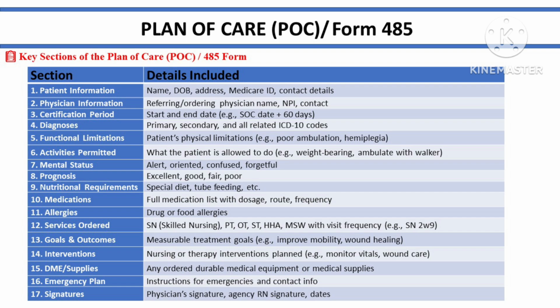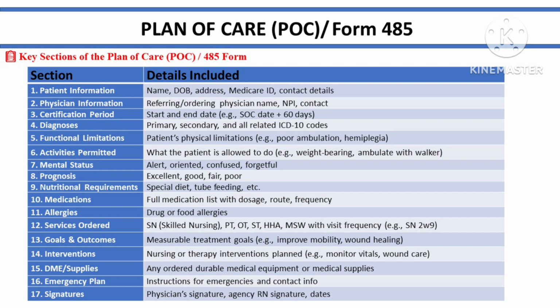Functional limitations section has patient's physical limitations, for example, poor ambulation, hemiplegia. Activities permitted section covers what the patient is allowed to do, like weight bearing, ambulate with walker. Mental status includes alertness, oriented, confused, forgetfulness. Prognosis includes excellent, good, fair, poor.